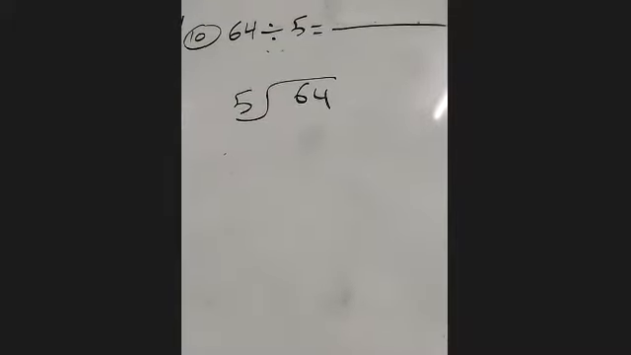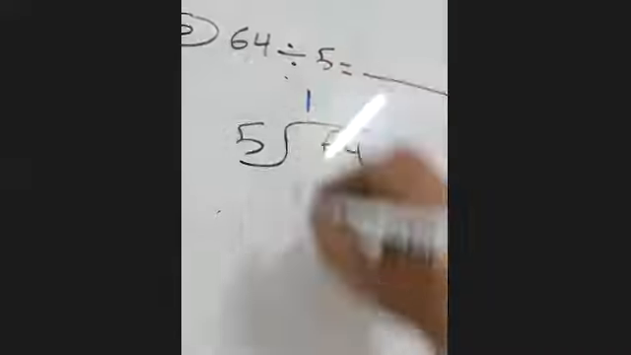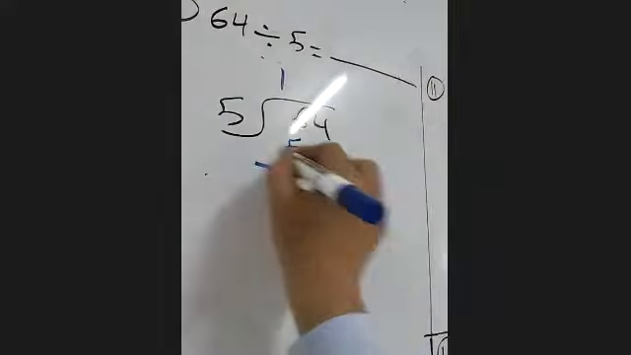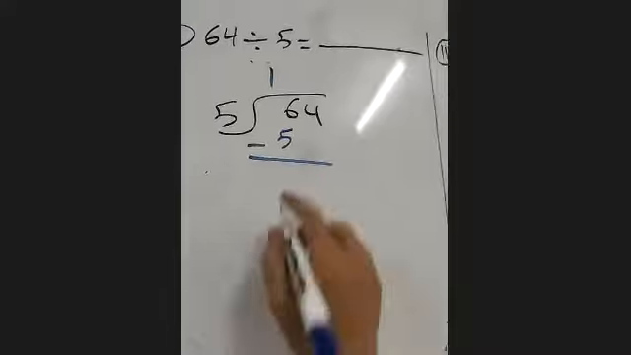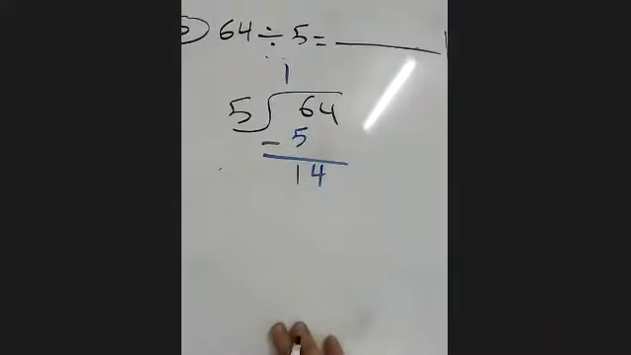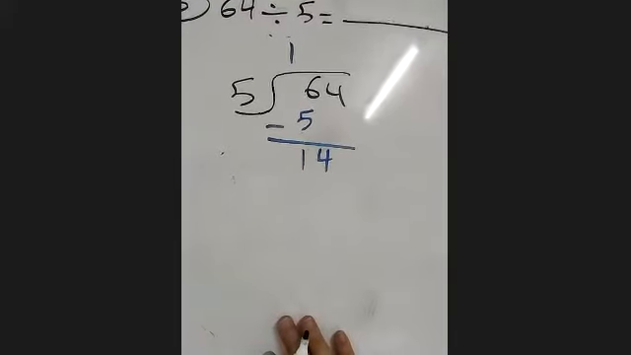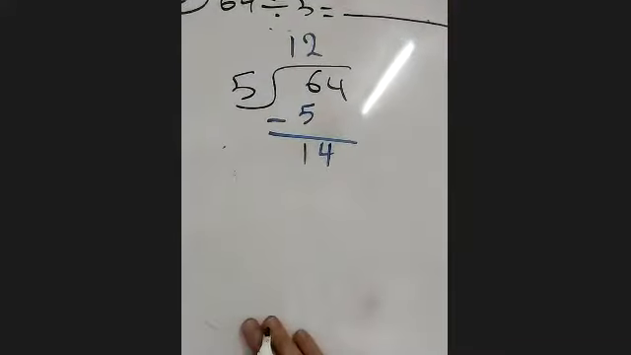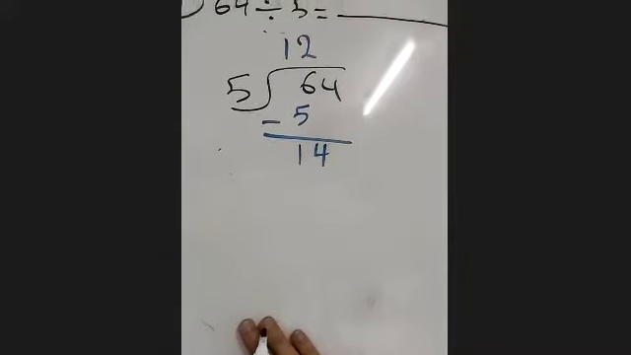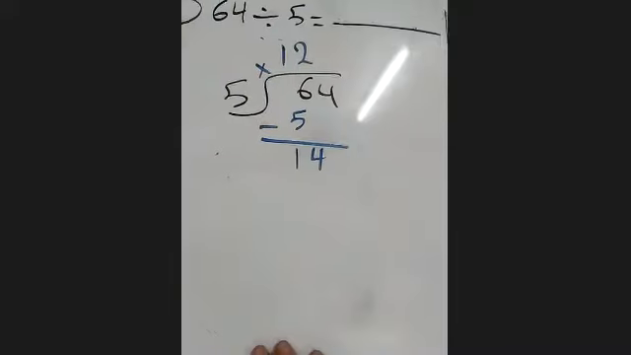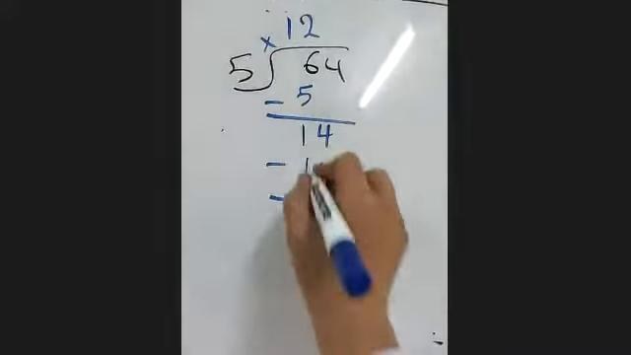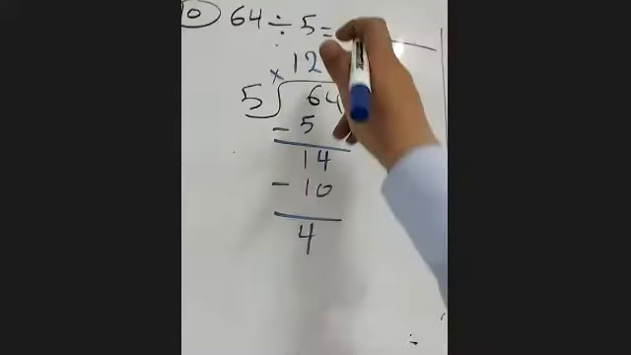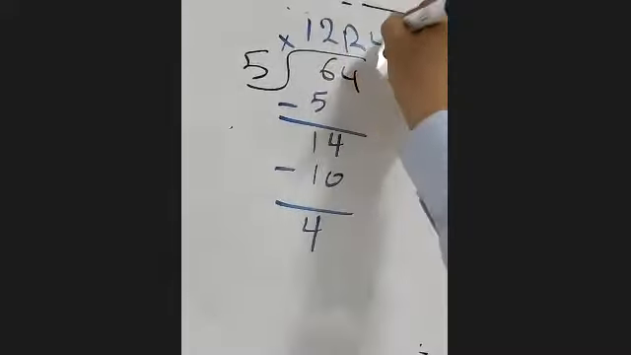Question 10. We put 1 because the 6 is not in the 5 table. Good. So 5 multiply 1 is 5. Okay, then? 1 and 1. Put 4 down. Then we put 2. Why 2? Because when we put 3, it will be 15, bigger than 14. Excellent. Now, 2 times 5, how much? 10. Subtract. 4. So what's the remainder? 4. So the answer is 12 remainder 4. Excellent.